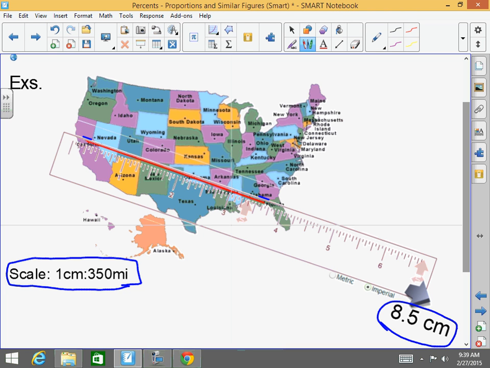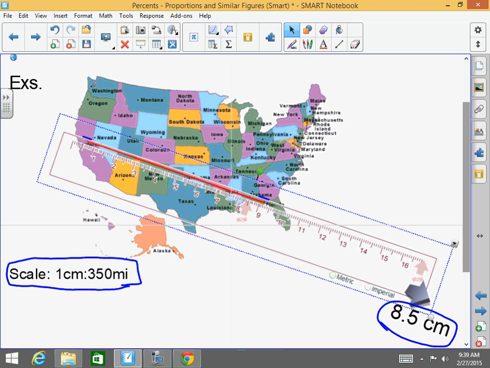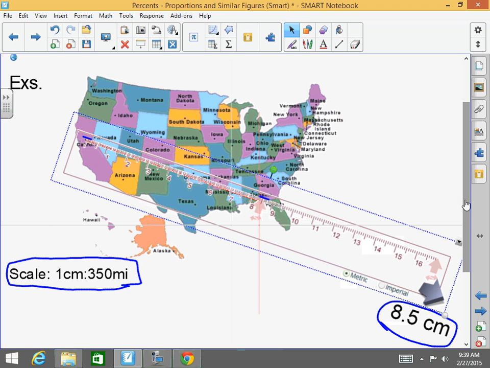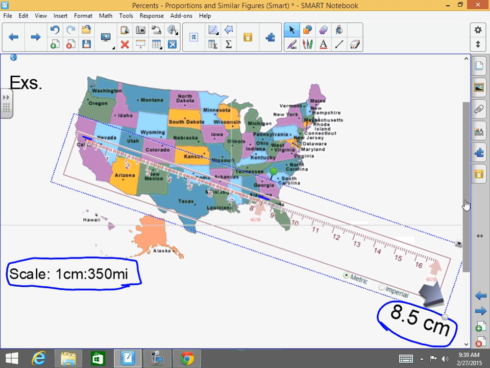Oh, and actually, you know what? That's wrong. Hold on. It changed from imperial. There we go. Hold on. I want metric. There it is. Sorry, guys. Okay, now it's metric. It went to imperial there for a second. And this should be about here. Okay, sorry about that, boys.